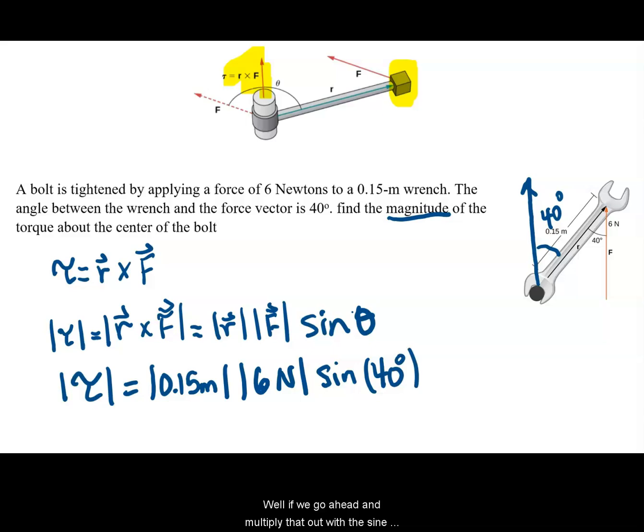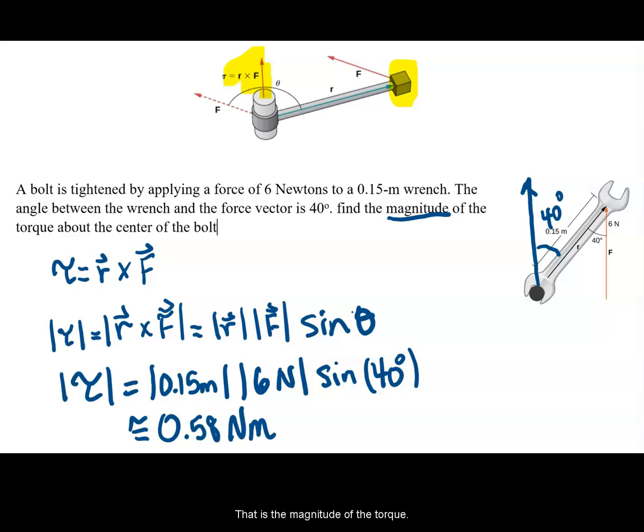Well, if we go ahead and multiply that out with the sine of 40 degrees, we'll find out that the torque here is approximately 0.58 Newton meters. That is the magnitude of the torque on the bolt in this example.